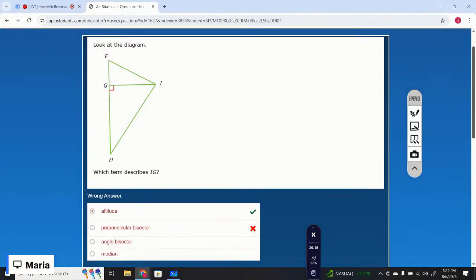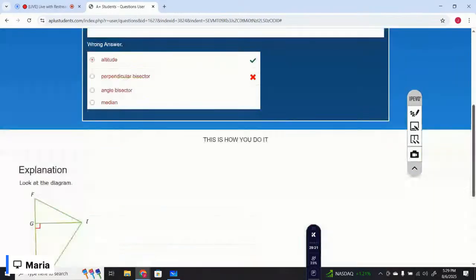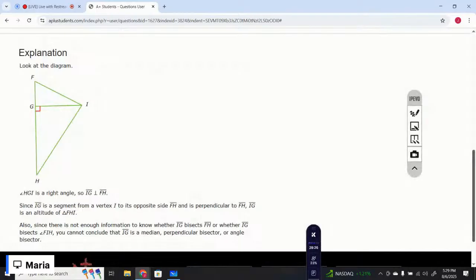Altitude. A segment from a vertex I to its opposite side FH and is perpendicular to FH. IG is an altitude of triangle FHI. Also, since there is not enough information to know whether IG bisects FH or whether IG bisects angle FIH, you cannot conclude IG is a median or an angle bisector, or that it is an altitude.